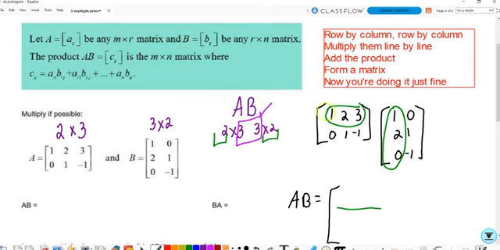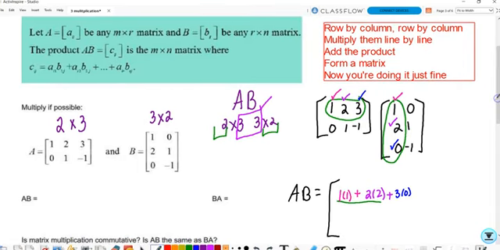So row by column, here's my row by column. We're going to add the multiplication. So I'm going to do 1 times 1 plus 2 times 2 plus 3 times 0. And that value is the first entry, the top left corner of our result matrix.